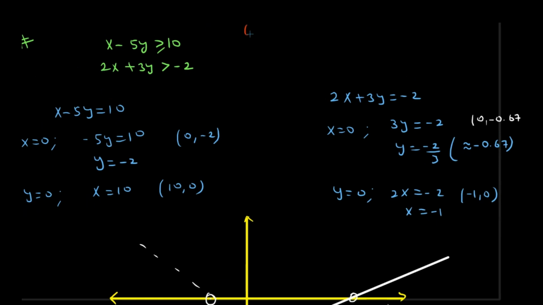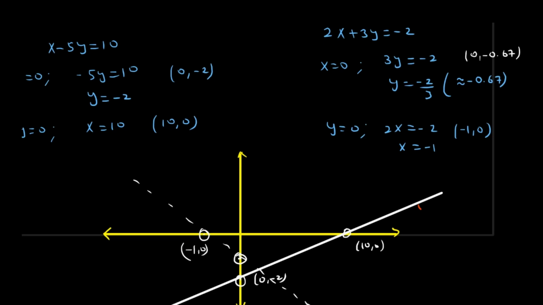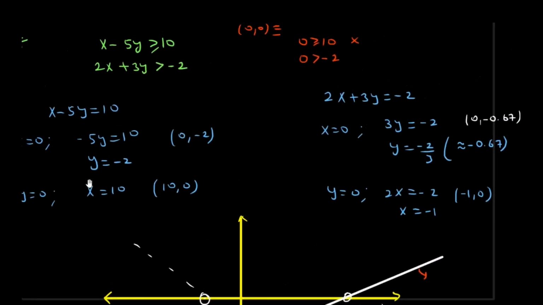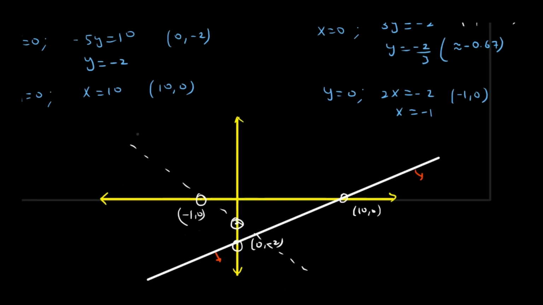So if you put the origin, then 0 is greater than equal to 10 is the first one, and 0 is greater than minus 2 in the second one. Is 0 greater than 10? Not really, and hence the region will be away from the origin, and hence this will be the region. For the dashed one, is 0 greater than negative 2? Yes, so the region will be towards the origin, which is like this.